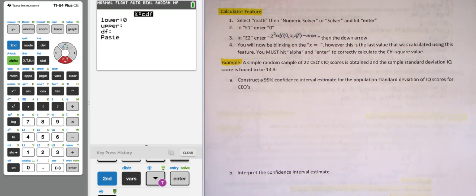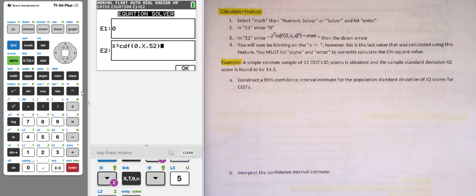For your upper value, we're going to insert an x. Your x is over here next to alpha where it says x, t, theta, and n. If you just hit the x button, it's going to input the x for you. I'm going to put a random number of degrees of freedom just so I can show you what it looks like on your calculator. You can always change these degrees of freedom depending on the problem you're going to be working on. So I'm going to just enter in a random 52. So on your calculator, you're always going to have it say chi-squared CDF, 0, x.